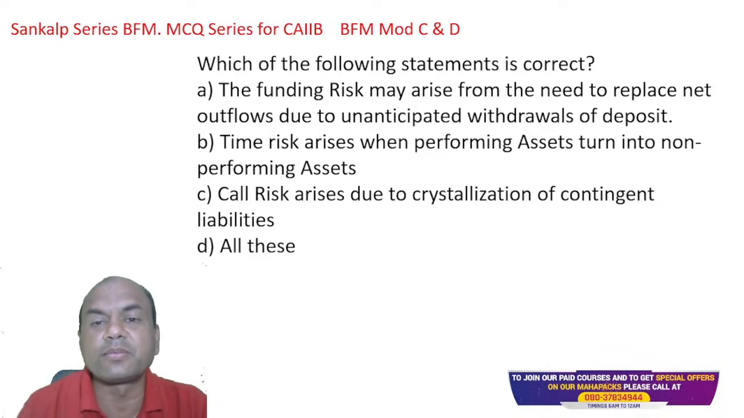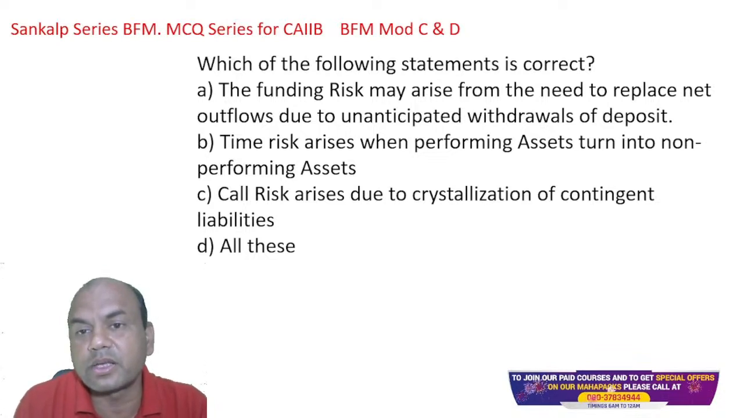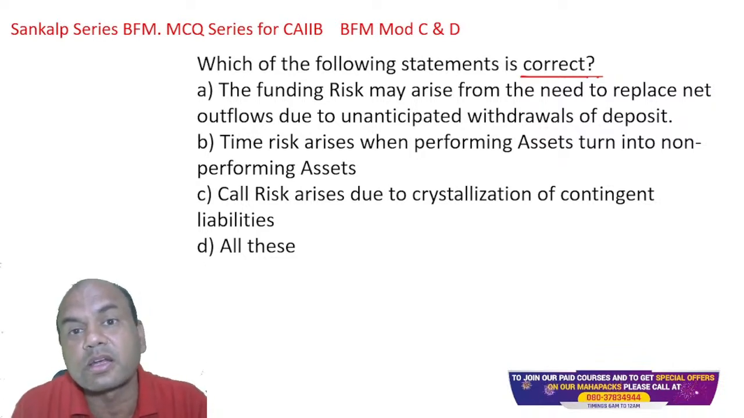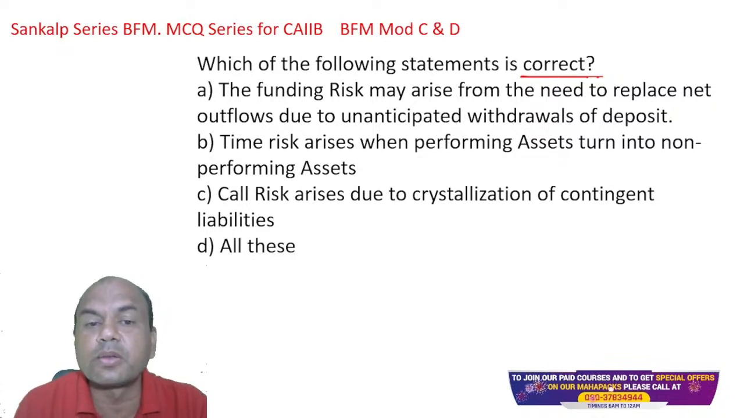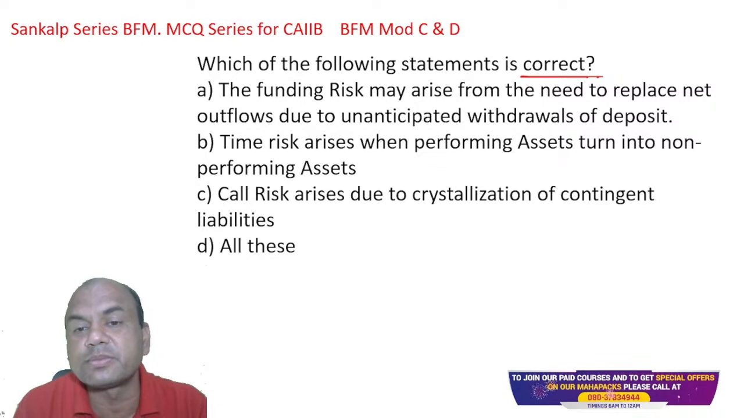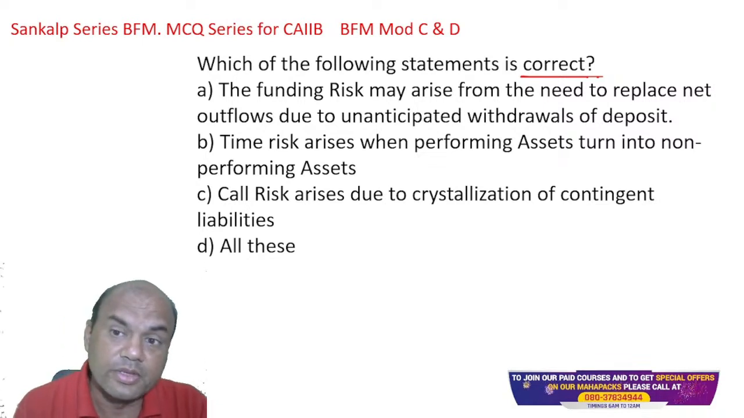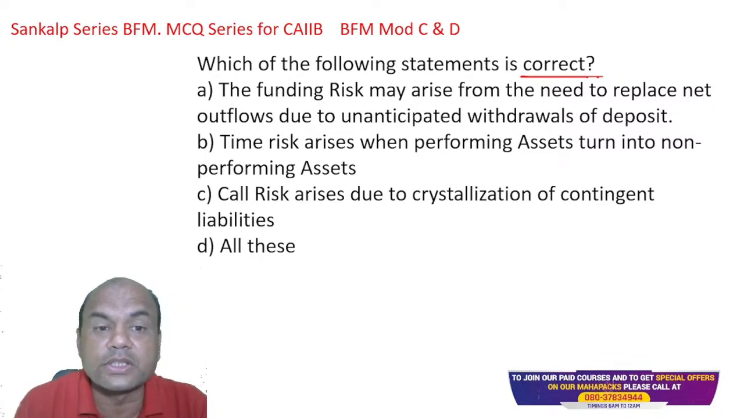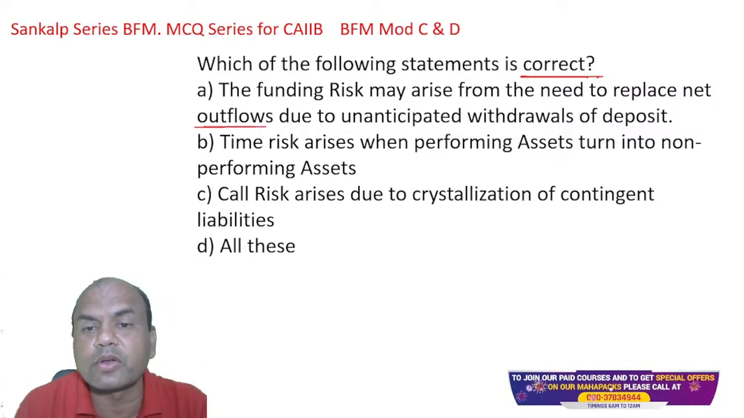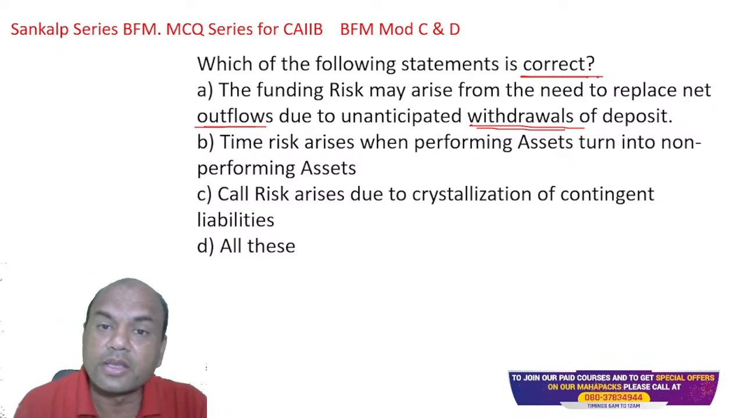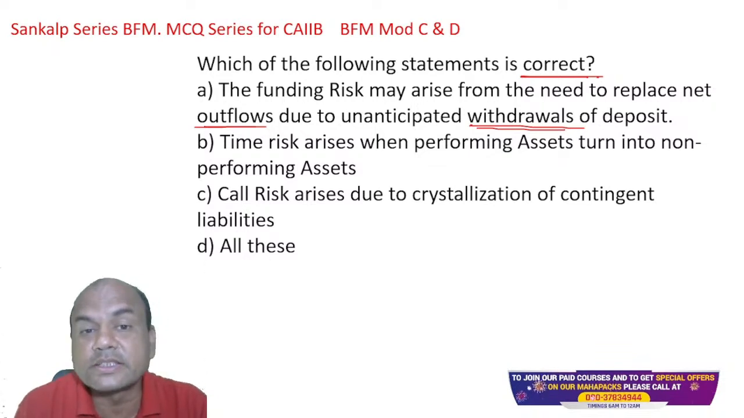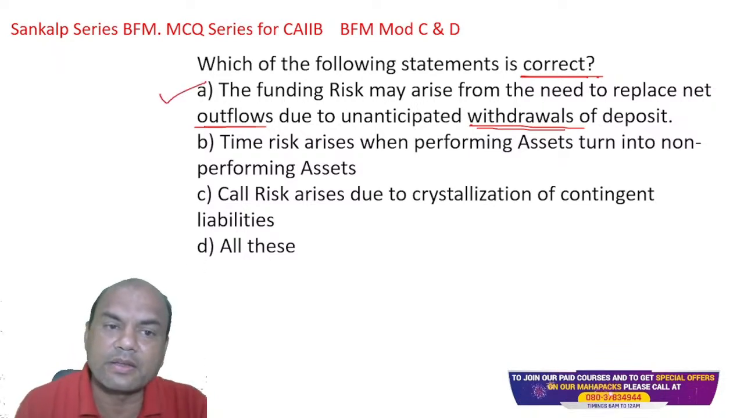Which of the following statements is correct? Now I want the correct one. You should always mark what is required in the exam, correct or non-correct, true or false, whatever. The funding risk may arise from the need to replace the net outflows due to unanticipated withdrawals of deposits. If everyone comes for withdrawal, you'll definitely face funding risk. There won't be any money, right? So is this correct? Yes, A is correct.